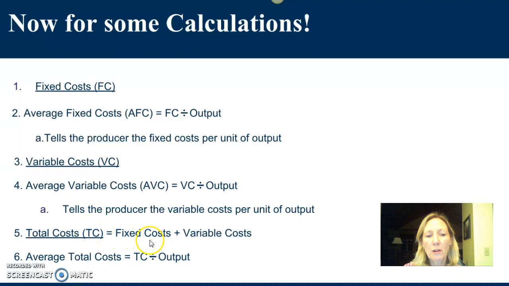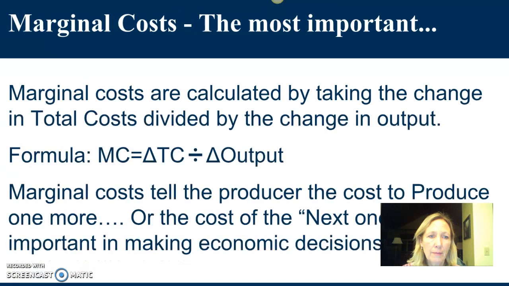So total cost is your fixed cost plus your variable cost. Average total cost is the cost per unit of output. So we take our total cost divided by output. We're going to do some practice on this.